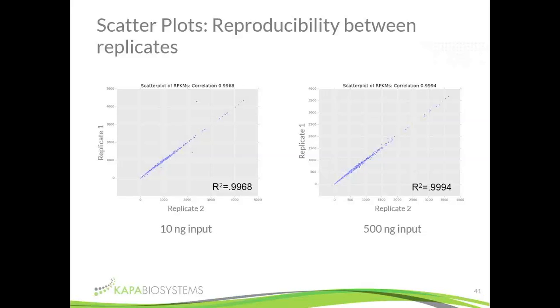And as you can see, the correlation value for both inputs exhibits a high level of correlation with R-squared values greater than 0.99, again pointing to the consistency of the workflow.